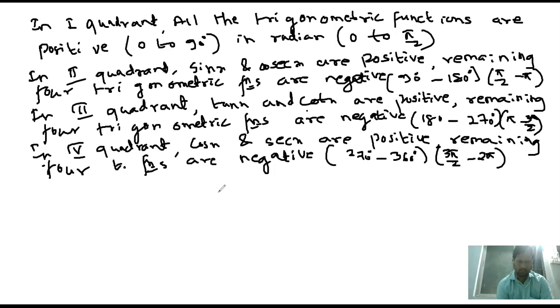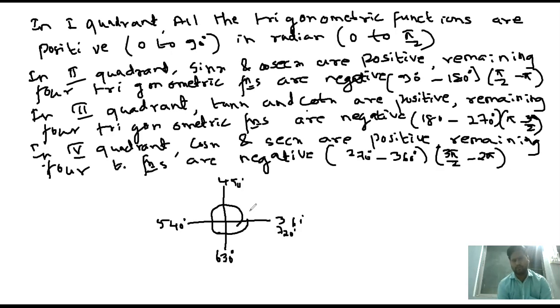So if you take the second rotation, that is 360 to 450, this angle lies in the first quadrant. 450 to 540 lies in the second quadrant, 540 to 630 in the third quadrant, and 630 to 720 in the fourth quadrant. And again, you can take a third rotation and so on.